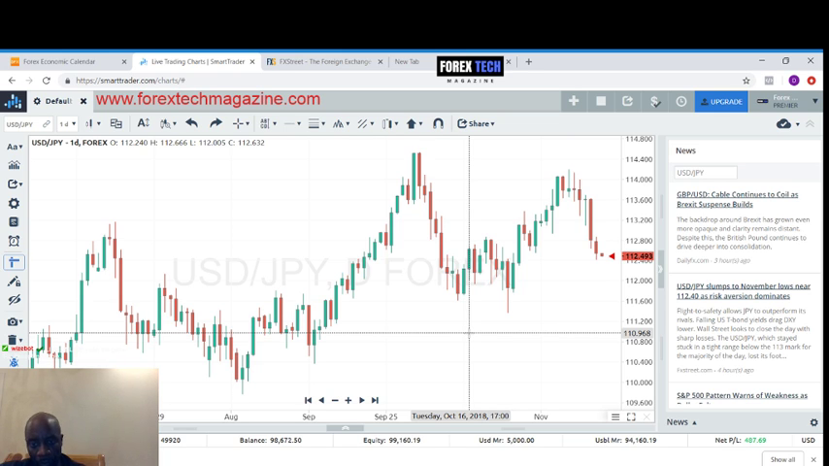Well, guess what? It's like anything else in life. When there's a huge demand for something, the price of it goes up, right? So when there's a huge demand for dollars or a huge demand for Japanese yen, the price of the yen goes up. Now, this negatively affects the Japanese ability to trade with their neighbors.